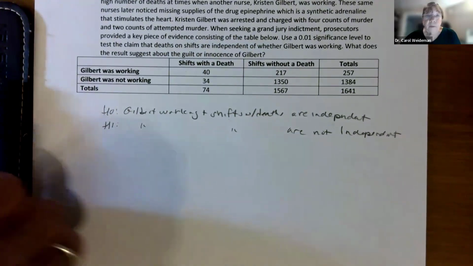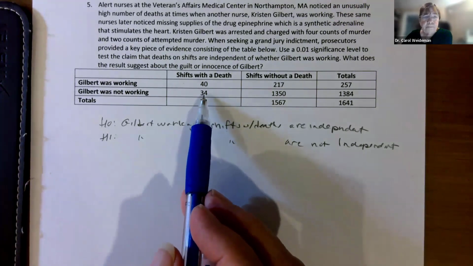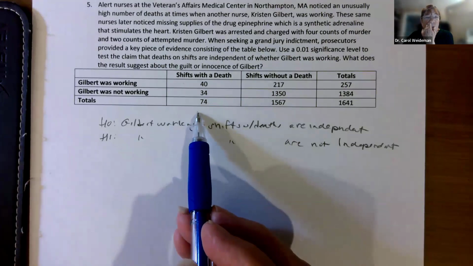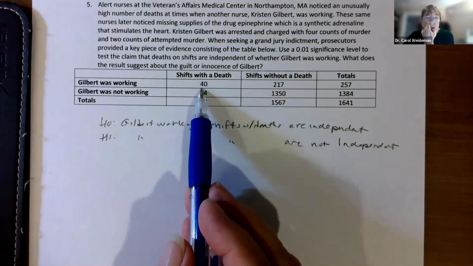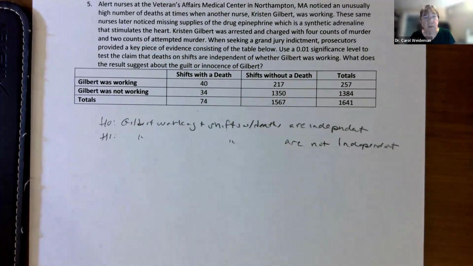Because what I want to do is take a look at some of the percentages in here. So this was kind of when I was drilling into their table before. Let's see which way is more interesting to look at. Shift with a death. I'm trying to figure out which way would be more interesting for you to look at.